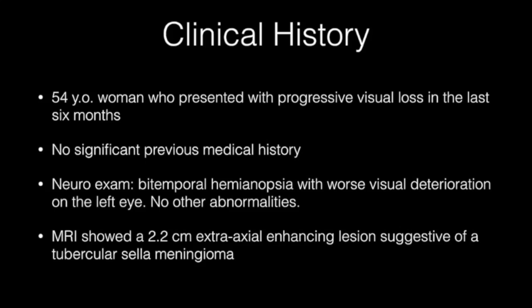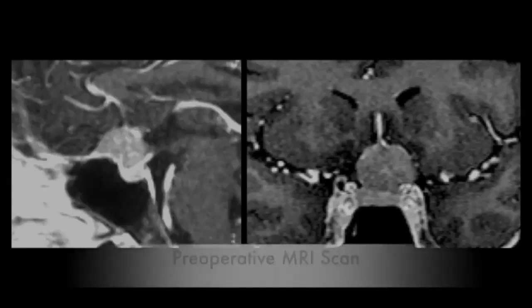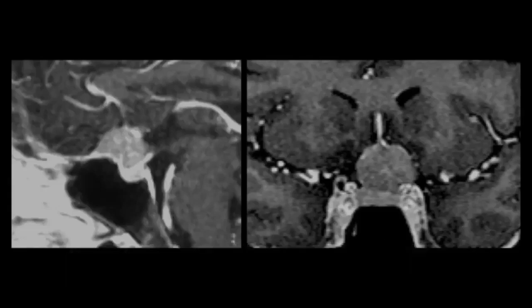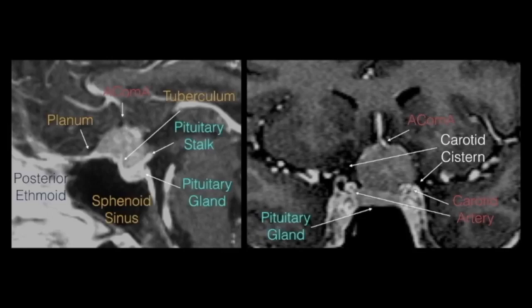She had a bitemporal hemianopsia, and the MRI revealed a 2.2 centimeter extraaxial enhancing mass suggestive of a tuberculum sellae meningioma. Here are the sagittal and coronal MRI scans. The tumor is clearly between the carotid arteries. It extends up to the A2 branch. The tumor lies above the pituitary gland and stalk.